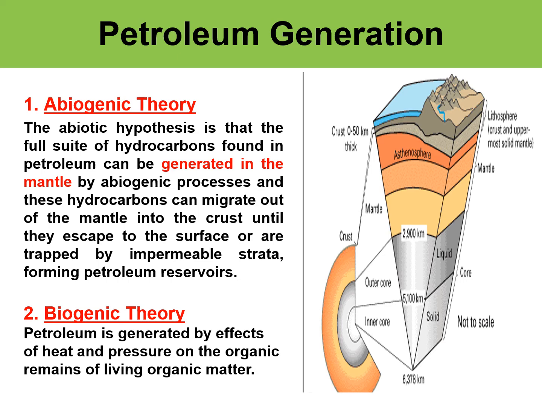The second theory refers to the biogenic theory. This theory is more reliable than the abiogenic theory and is mainly agreed upon by scientists worldwide, for some reasons that I will explain in the next slide. This theory proposes that petroleum is generated by the effects of heat and pressure on the organic remains of living organic matter that occur in the subsurface.